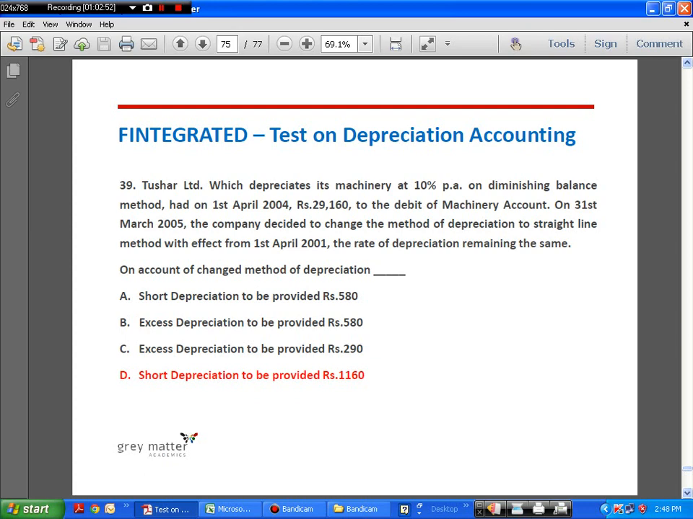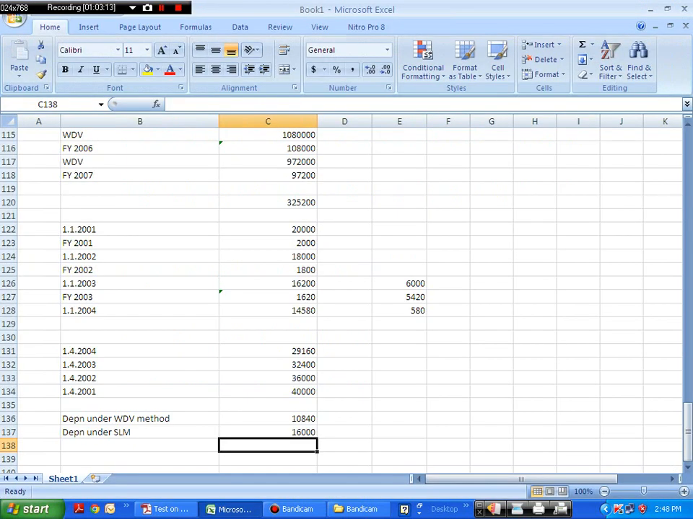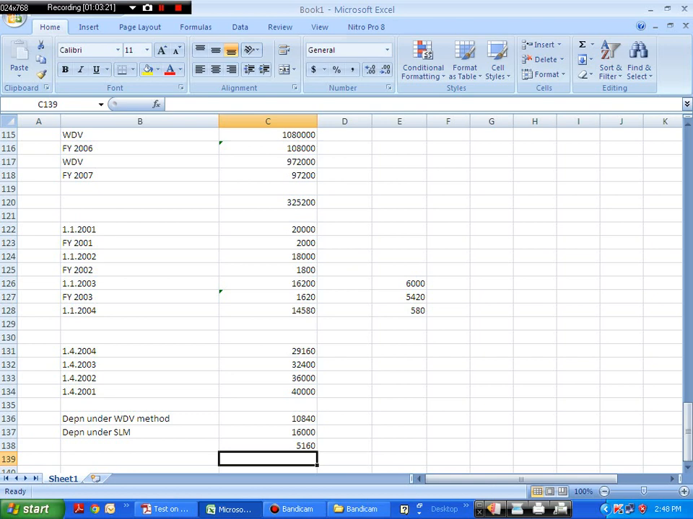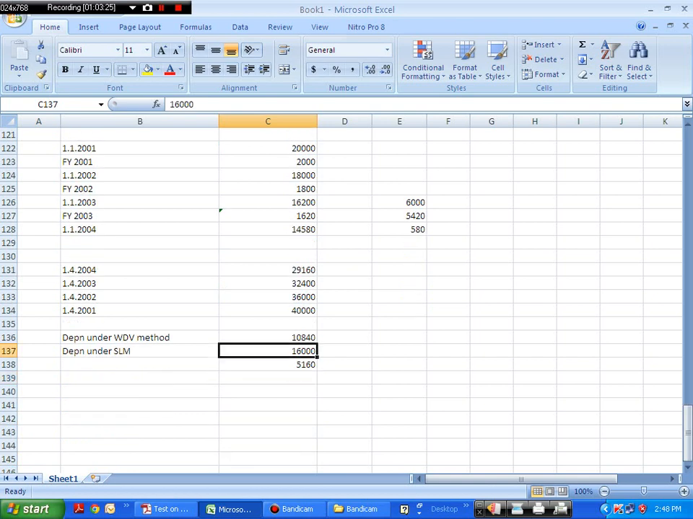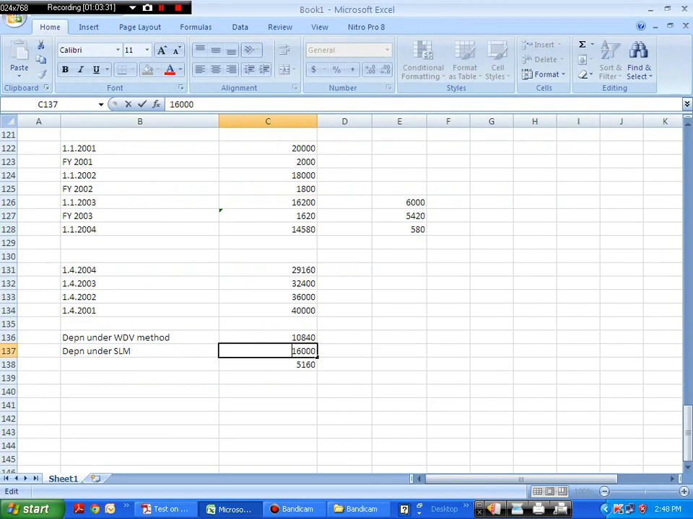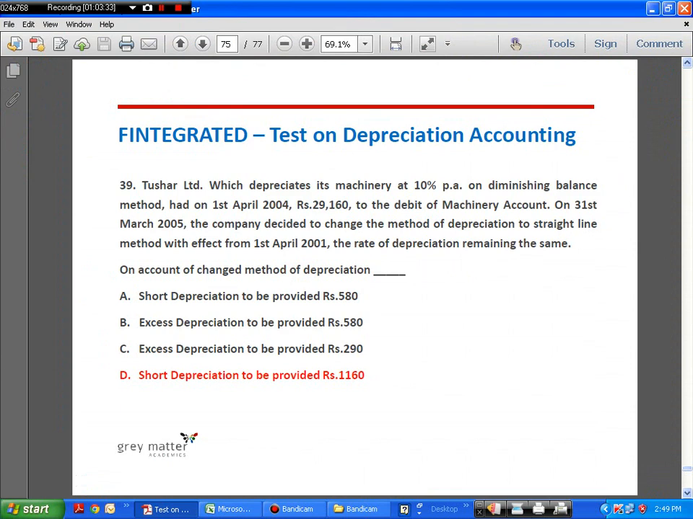It says as on 1st April 2004, on 31st March 2005 the company decided to change the method of depreciation to the straight line method. Okay, so answer is 5160. Okay, they are asking us what is, on account of the changed method of depreciation, the short depreciation that is to be provided.